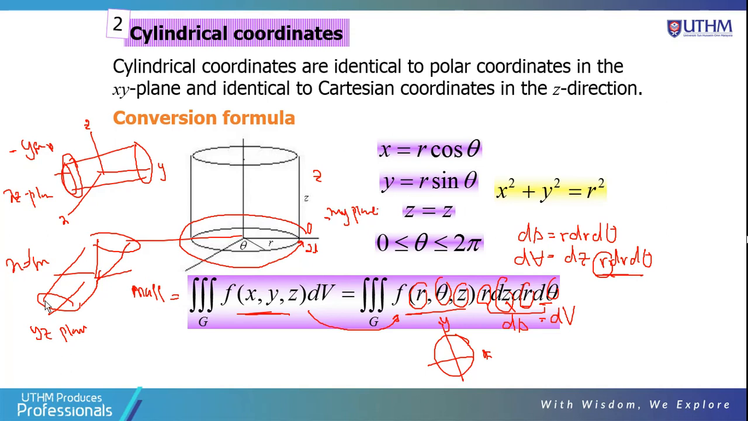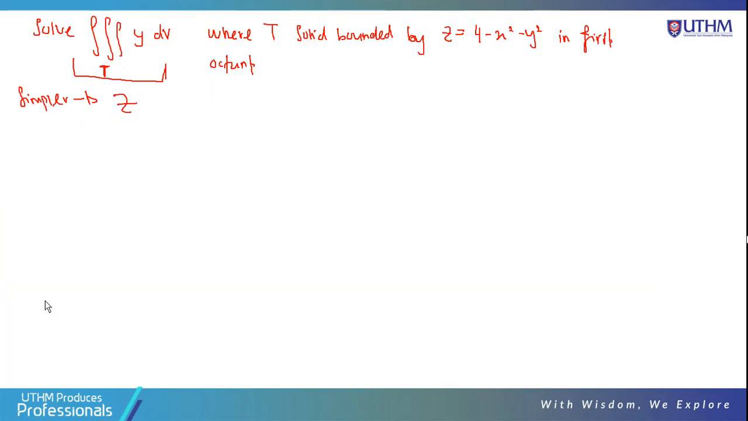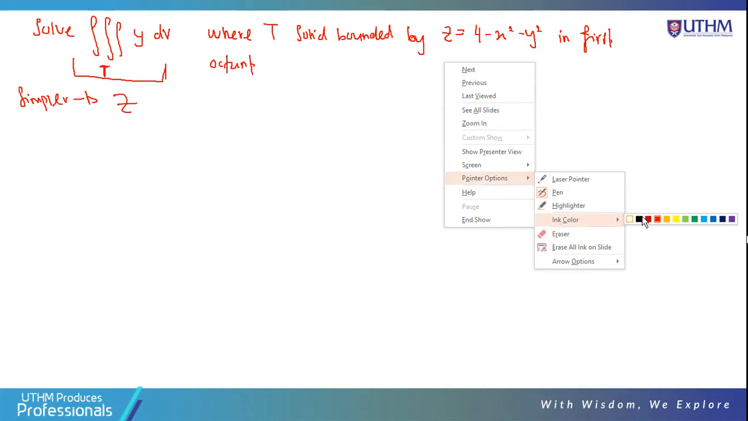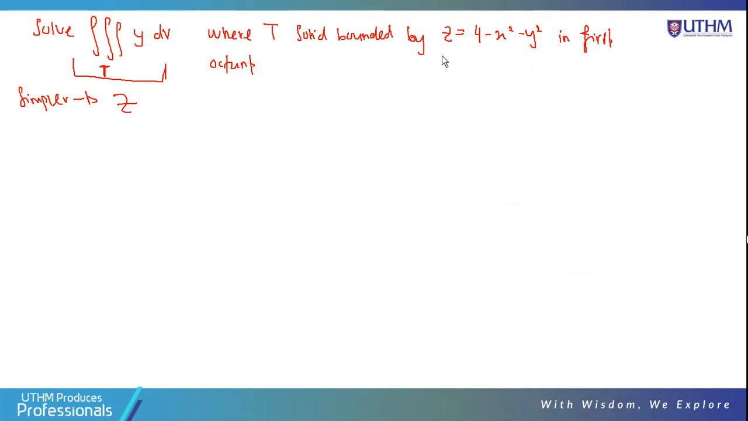Let's say for this question, T is the solid bounded by z equals 4 minus x squared minus y squared in the first octant. So the first thing we need to find is the simpler, so we choose z as the simpler. Before that, you need to know what solid this function represents.